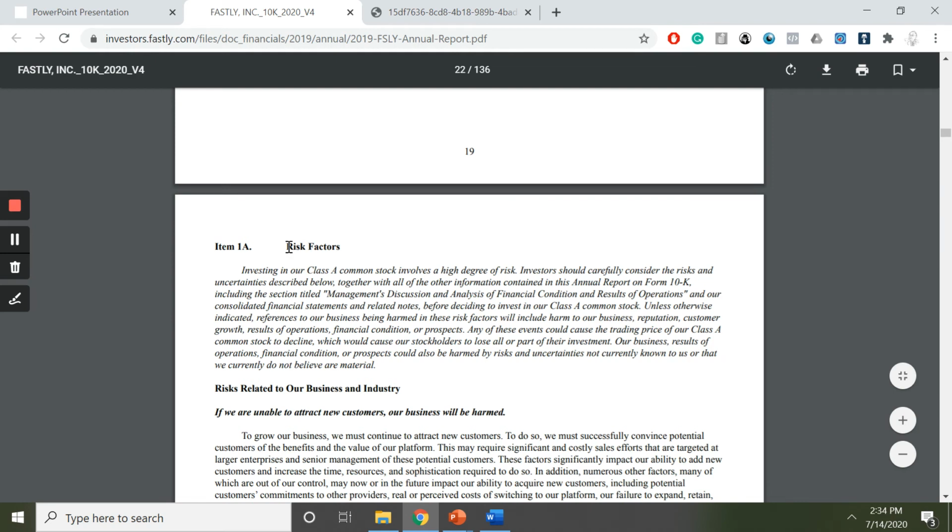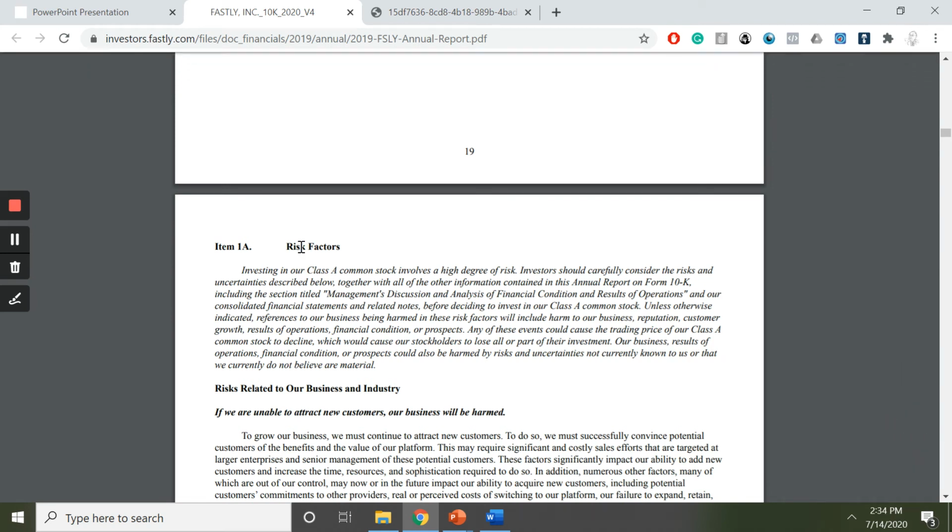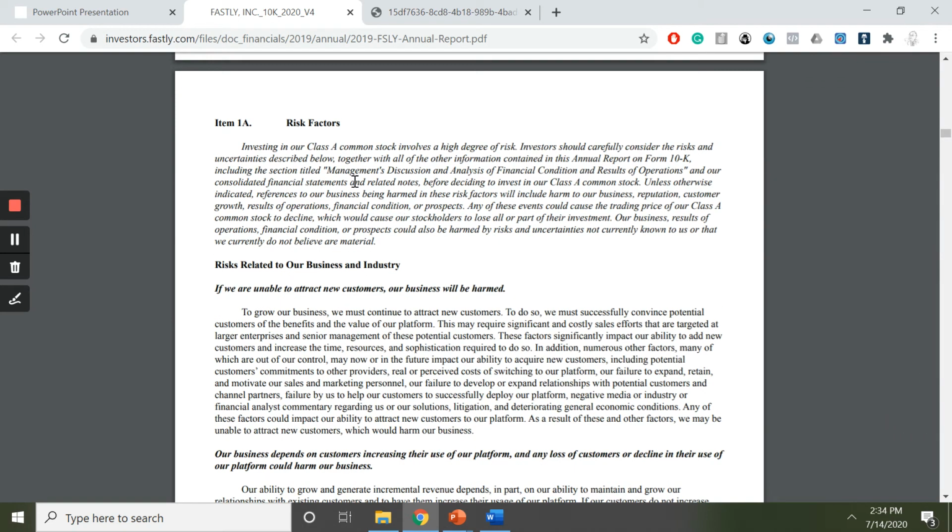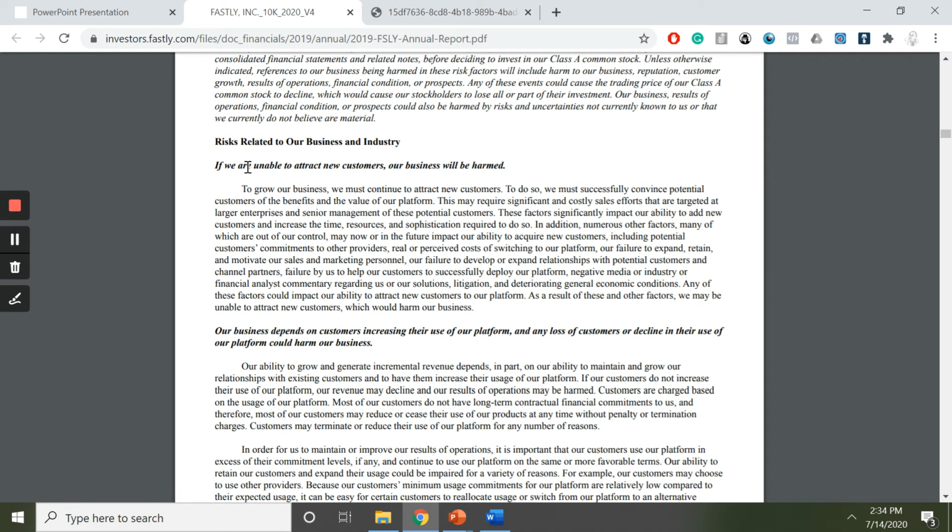Now we go on to risk factors, which is an important section. Obviously, if we're unable to attract new customers, our business will be harmed. This falls into generic risks that every business suffers, not a big red flag. But as you can see here, the language is very neutral, and actually quite negative. This is because the SEC makes them use this language because they have to be as accurate as possible. So don't be alarmed when you see language like this. It's not all doom and gloom.